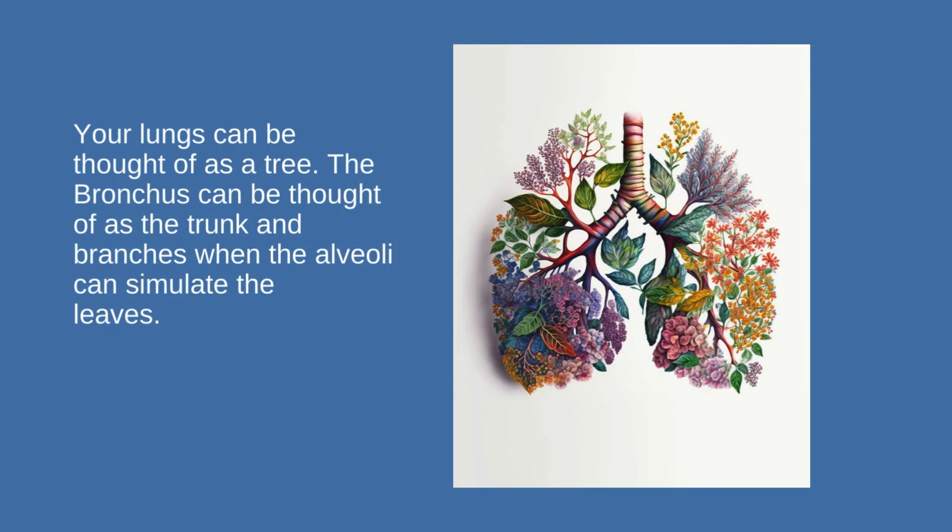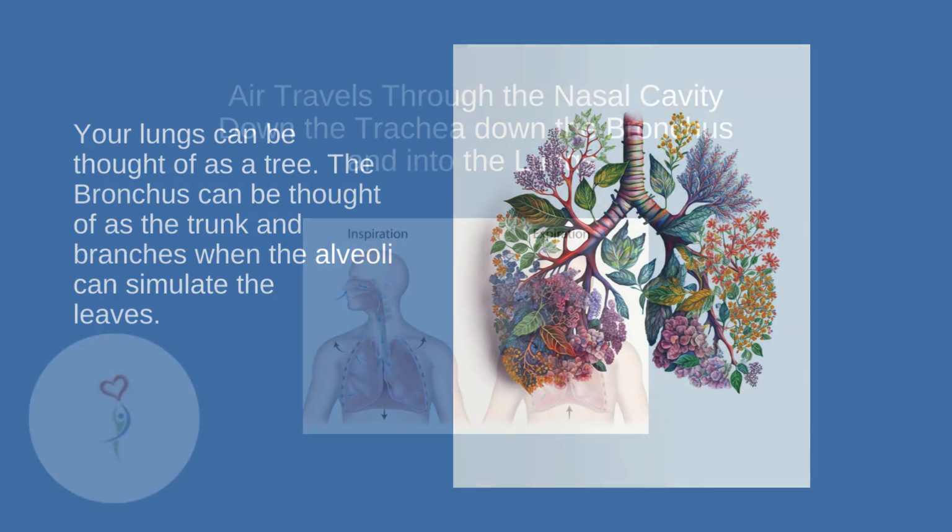So think about your lungs as being part of a tree. The trunk of the tree is more of the bronchus, or the rigid pipe of bringing air into your lungs. And then the branches and the flowers and the leaves of the tree are what's thought of as more the alveoli. There's a more detailed description of what your lungs are in the anatomy lecture.